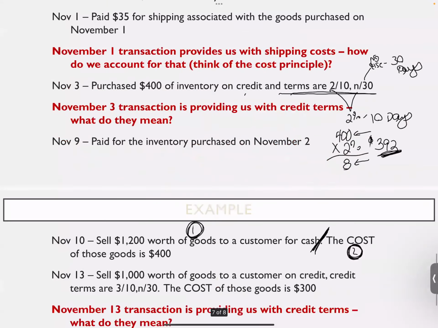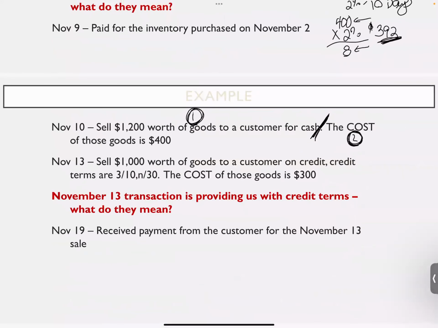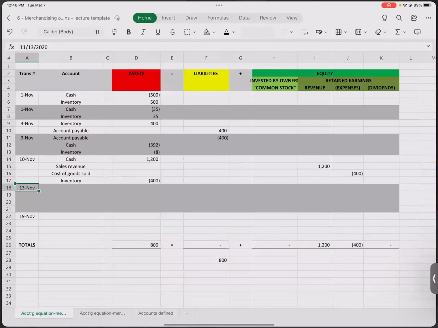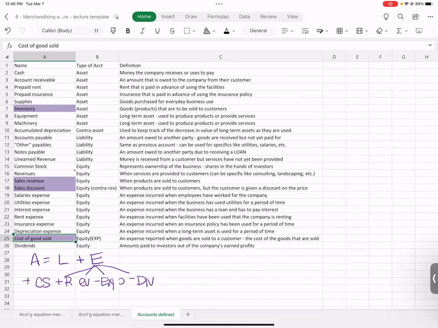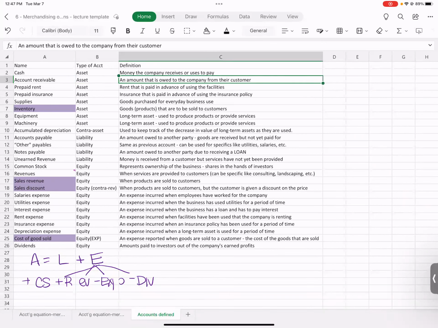So November 13th, we're going to sell $1,000 worth of goods again to a customer, but this time it's on credit. Credit terms are 3/10, net 30. So let's just take that piece as is, right? We sell goods to a customer on credit, and we've done this one before. If we jump over into our Excel spreadsheet and we go to accounts defined, you'll remember that accounts receivable is the name that we use for an amount that is owed to us from our customer. So we're going to sell them their goods, right? We're going to give them their goods, but we are going to receive the cash from them at a later date. We don't get cash today.